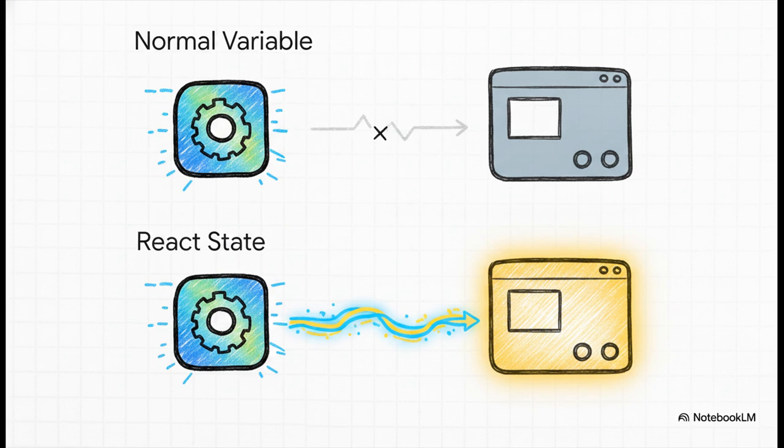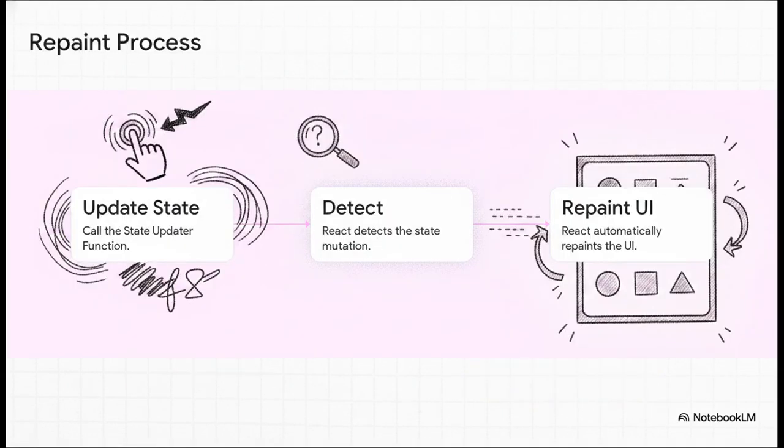React state, which we manage using a special hook called useState, is a totally different beast. State is data that is physically wired to the HTML on your screen. When that state data updates, React automatically updates the HTML to match it. It's an incredibly tight cause and effect loop.